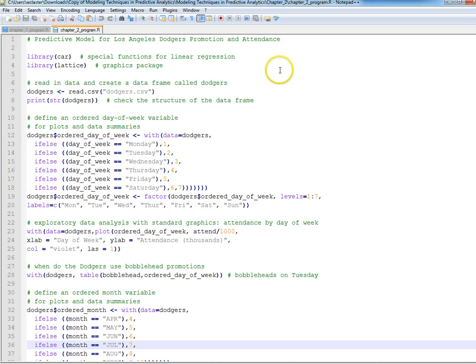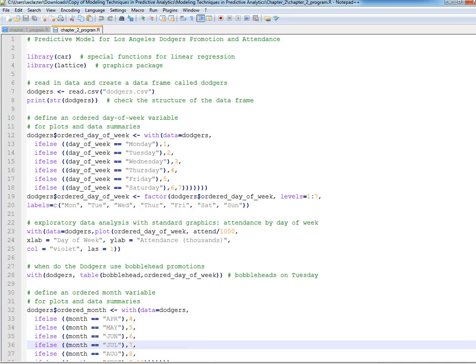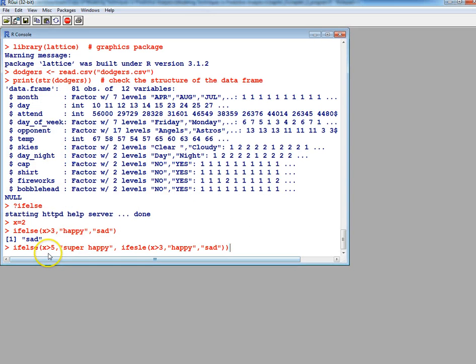If I can figure out how to access that. How do I close this here? So what are my arguments? The first one is what? X is greater than 5. The second one is what? Super happy, right? And the third one is what? Oh, I spelled it wrong. Another if-else statement, right?